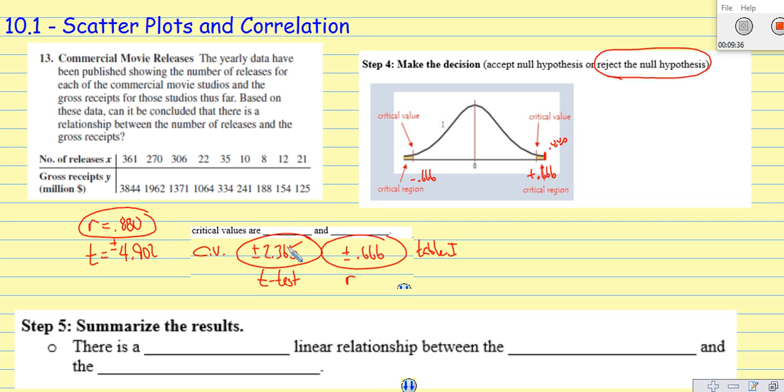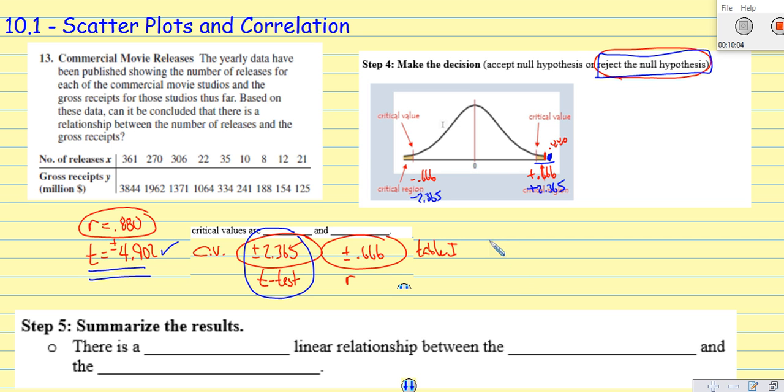If you chose to use table F, then your critical value is this guy right here. So that would be negative 2.365 and positive 2.365. Your test value would be 4.902. So 4.902 would be somewhere out in this area, and therefore you would fall into a critical region, and therefore you would reject the null hypothesis.